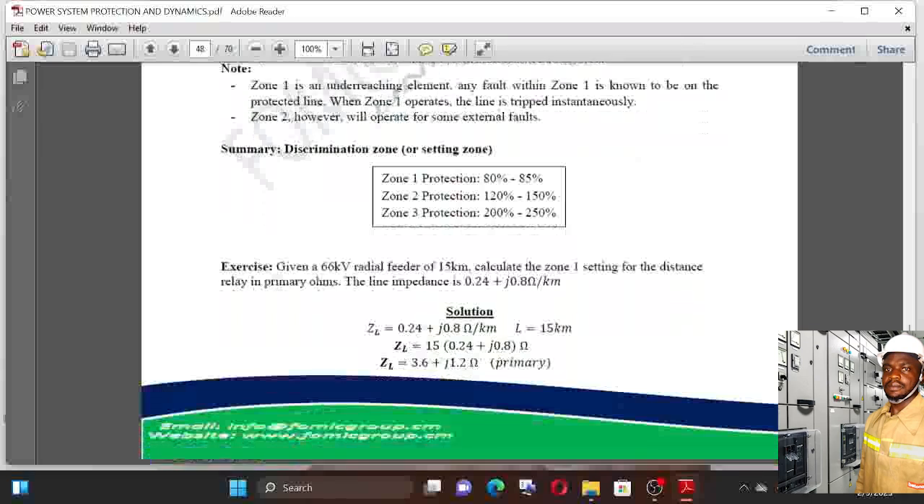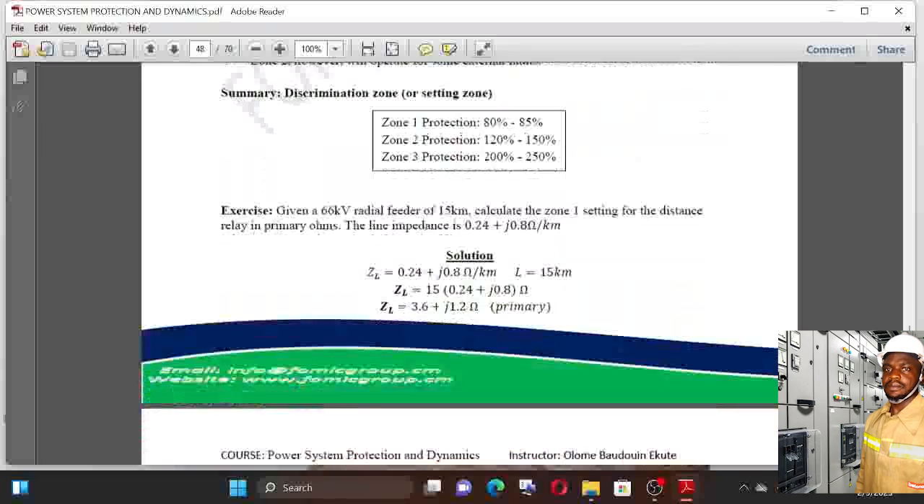relay protection scheme. Example: given a 66 kilovolt radial feeder of 15 kilometers, calculate the zone 1 setting for the distance relay in primary ohms. The line impedance is given as such, in ohms per kilometer, right? So you find the line impedance. The line impedance simply will be this impedance per kilometer times the total length of the line. The length has been specified as 15 kilometers. So if you multiply it, you have the total impedance of the line, right? Okay, so that's the total impedance of the line on the primary.